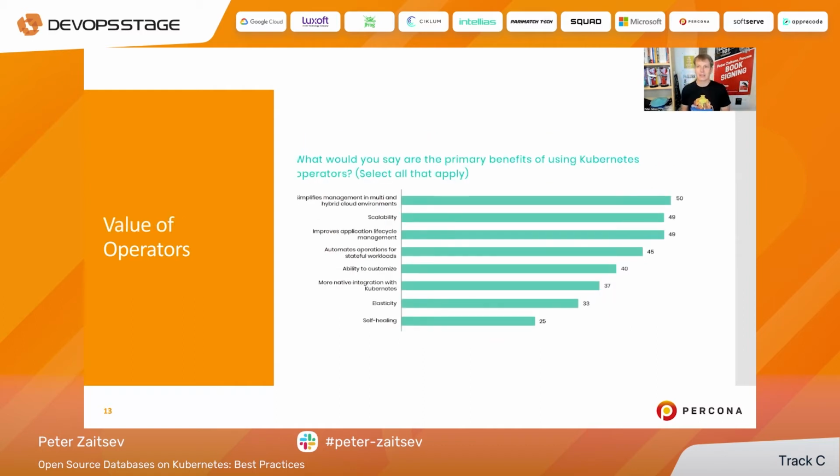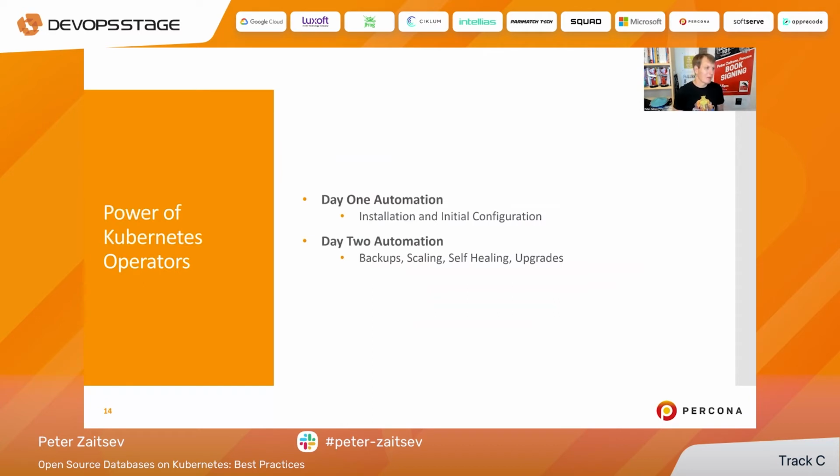Next, there is the value of operators, right? Why would you want to use an operator specifically to run databases? And that is what the survey really tells. Now, what I think about the power of Kubernetes operators is this. Databases are fundamentally different from many simple stateless applications. A stateless application you can essentially deploy at any time, redeploy from scratch if you have to. It can have a very simple life cycle, if you will.